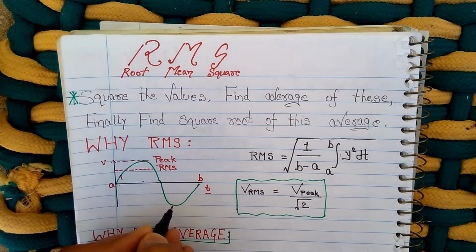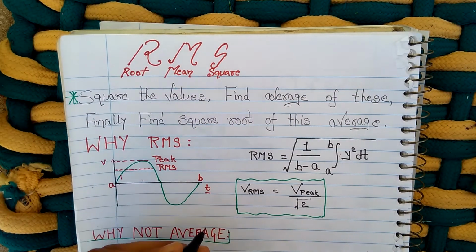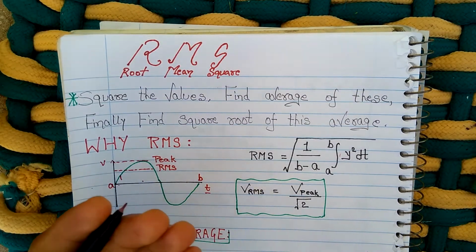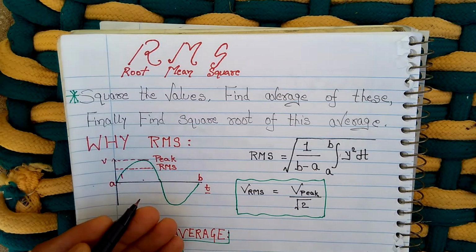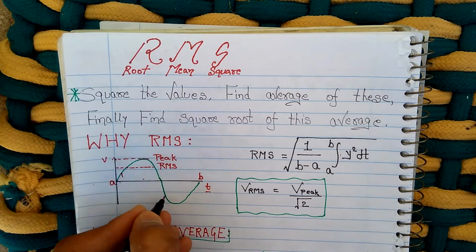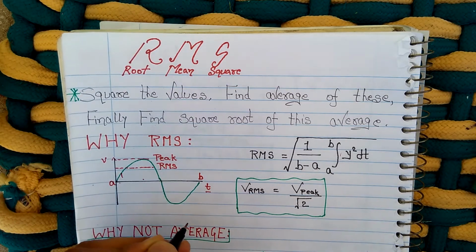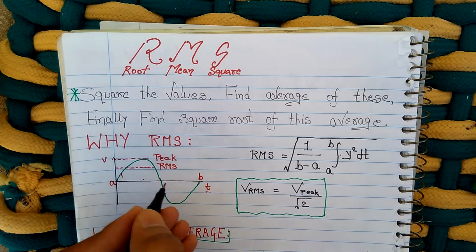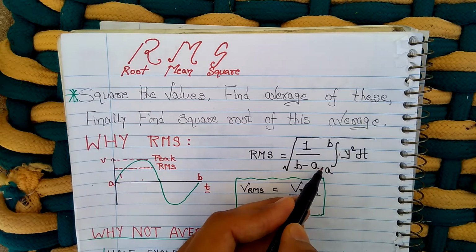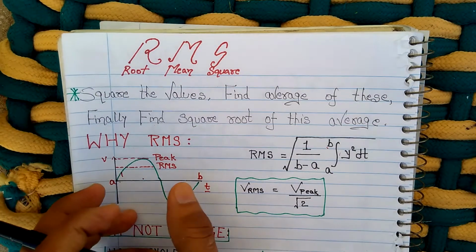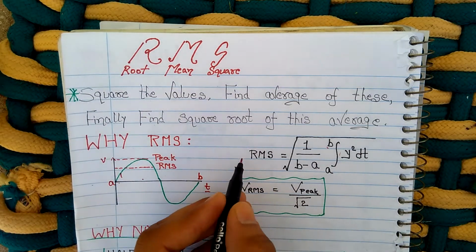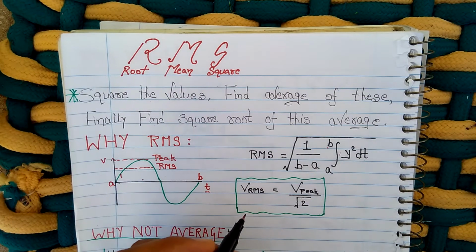Suppose this is my waveform, this is point A and this is point B. I have to find the average from A to B. Average is nothing but the summation of all the values divided by the number of those values. To find the summation of this waveform from A to B, I have to integrate with respect to time from A to B. So I integrate y square with respect to time from A to B and divide by the number of values, that is B minus A, so 1 divided by B minus A. Thus you can find the RMS value of this y.